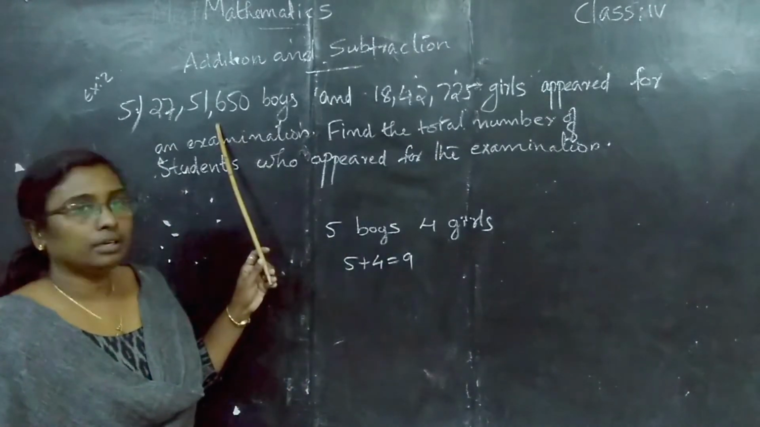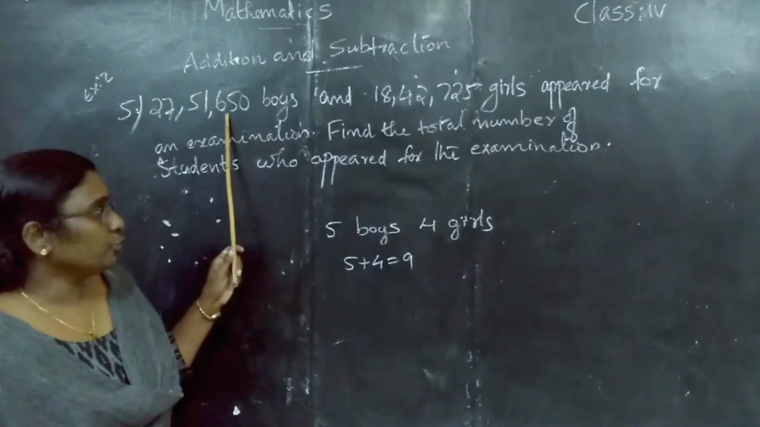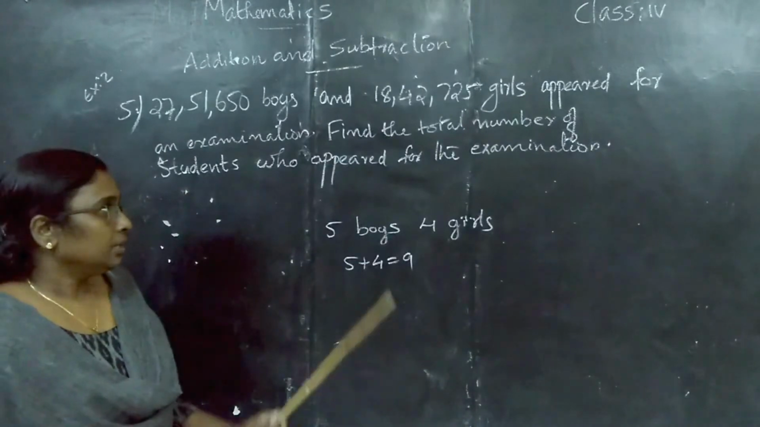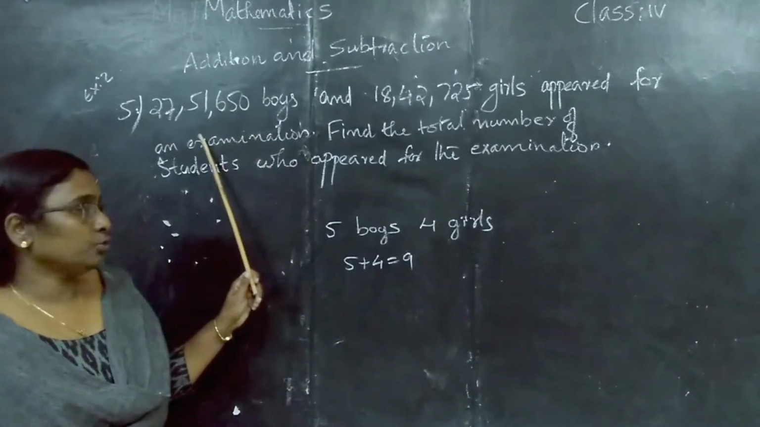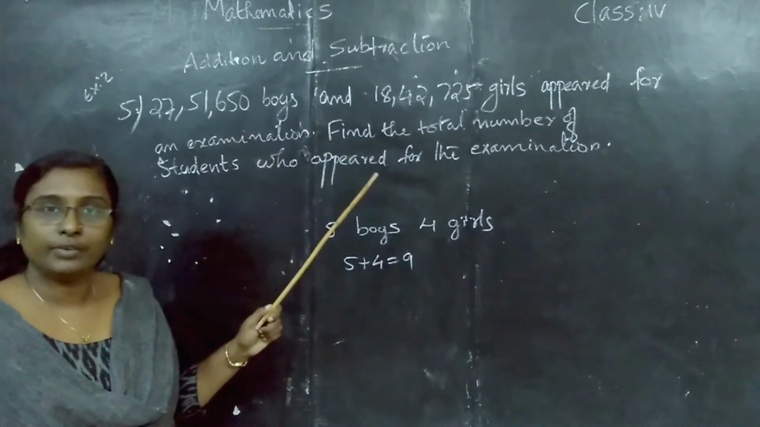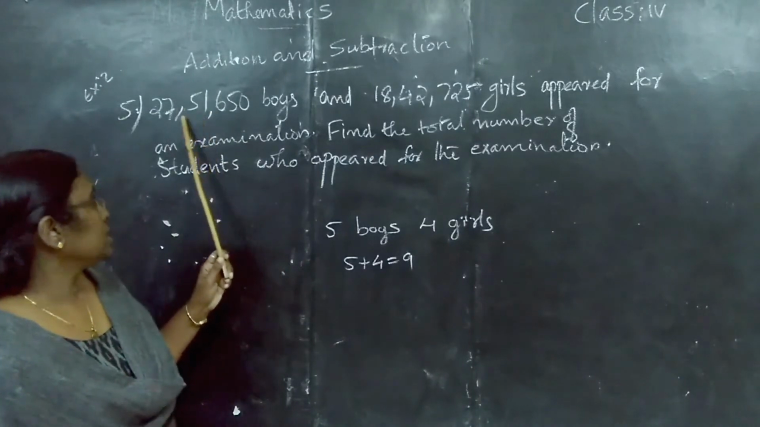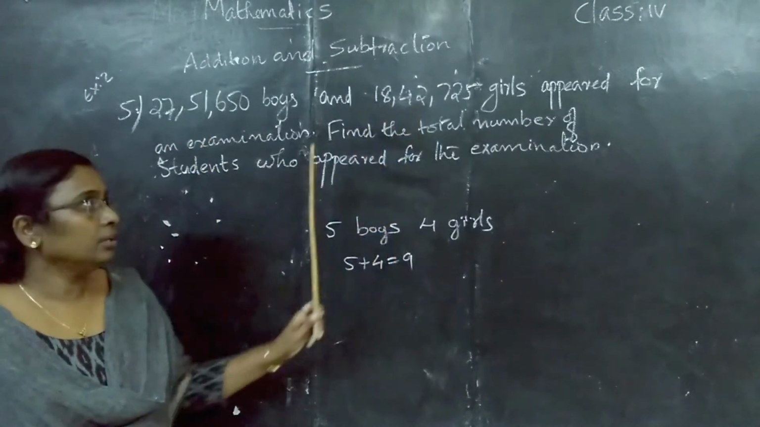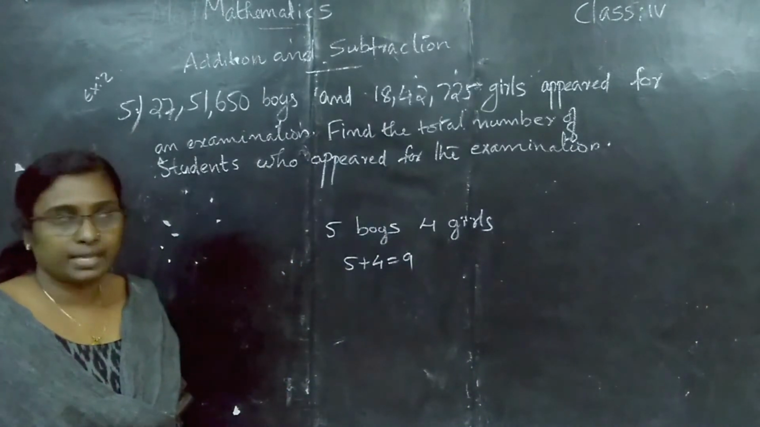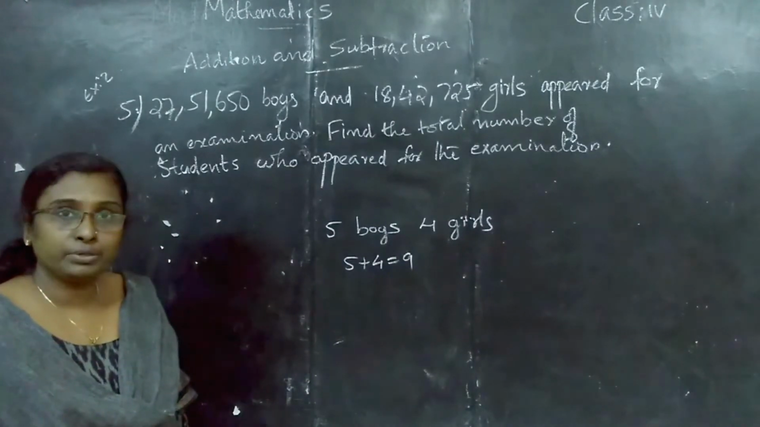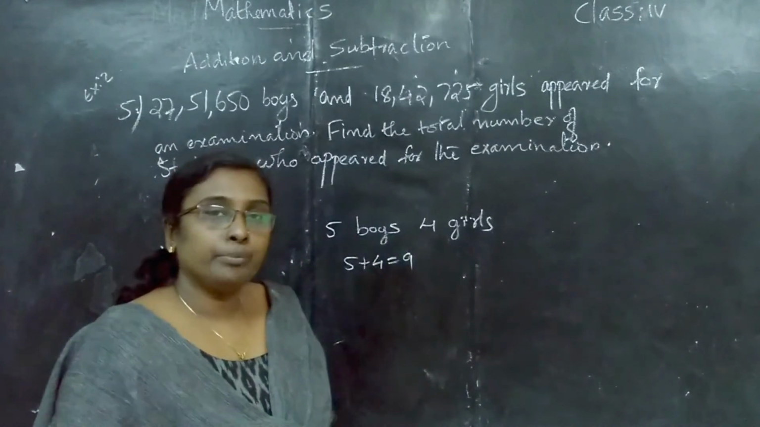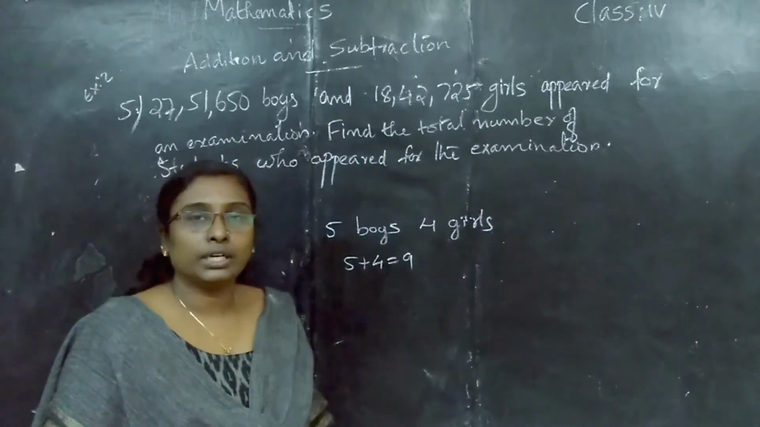Similar to this one, here for an examination, the number of boys and the number of girls who appeared for the examination are given, isn't it? This much of boys and this much of girls appeared for an examination. The question is, find the total number of students who appeared for the examination. How do we find the total number of students? By adding the number of boys and number of girls, we get the total number of students.